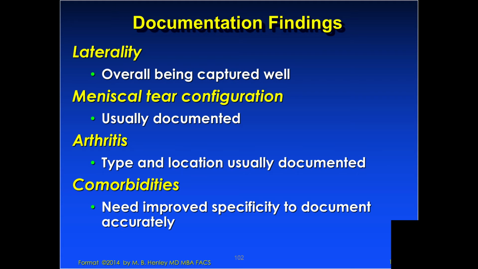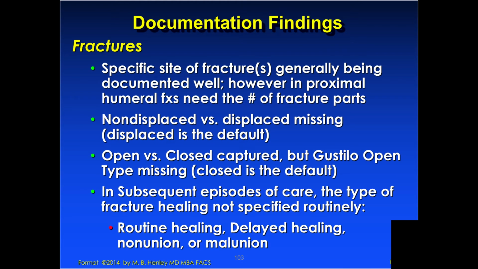Arthritis is documented well too, by type and location, but where we really fall down as orthopedic surgeons is that we do not document the pertinent comorbidities affecting either our treatment or the patient's disease as well, and that needs to be improved by all of us. As far as fractures, we're really good about documenting the specific sites of the fractures, but we don't always document how many parts the proximal humerus is.